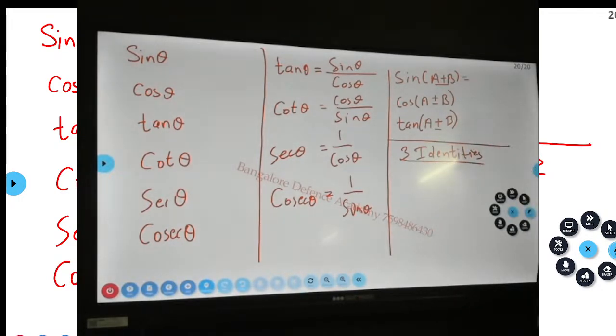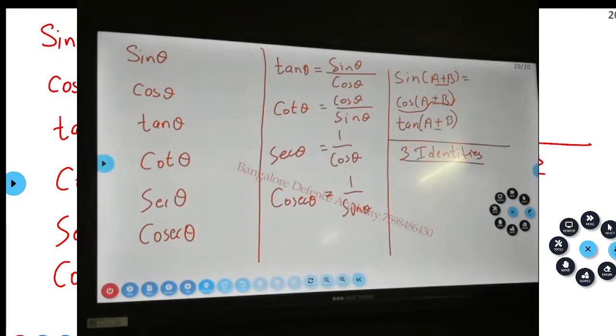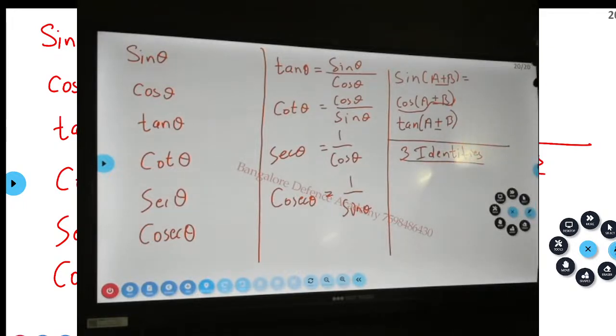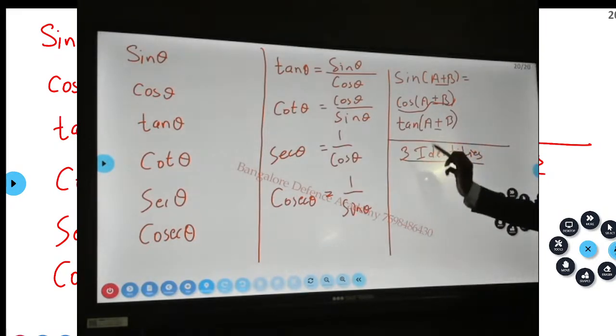Yes, Shaman, tell me. Cos A sin B. Okay. Nishant, tell me the formula for cos of a plus b. Yes. Cos A cos B minus sin A sin B. Correct. Cos A cos B minus sin A sin B. Tan of A plus B. Look at this. I am asking formulas from 10th standard level.